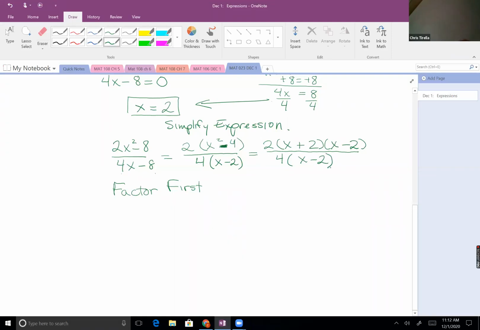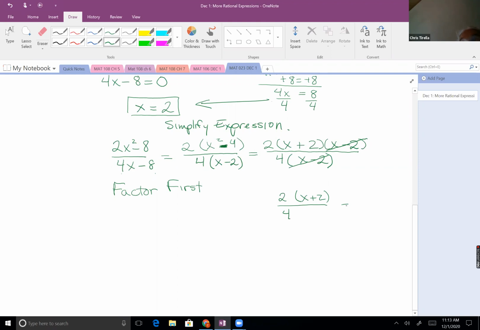Now that we've factored, we can have some fun canceling, crossing things out. Are there any factors common between the numerator and the denominator? X minus 2. X minus 2, so we can divide them both by x minus 2. So right now that leaves me with 2 times x plus 2 over 4.